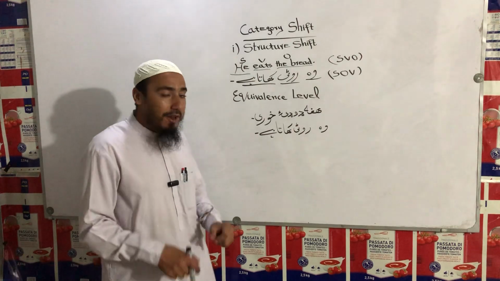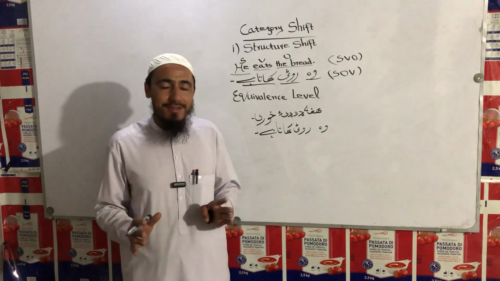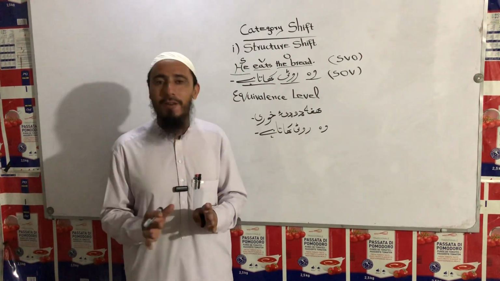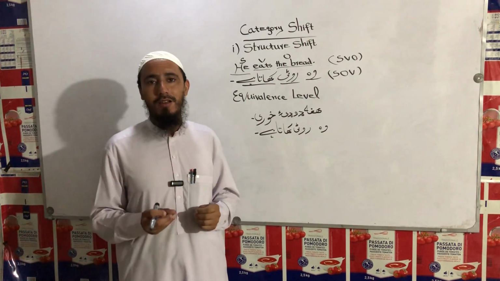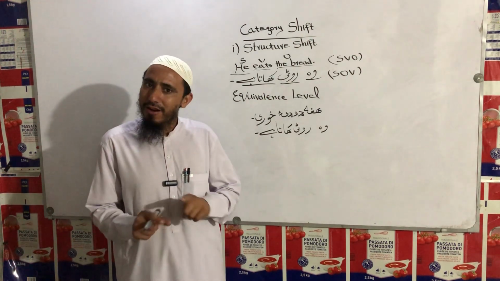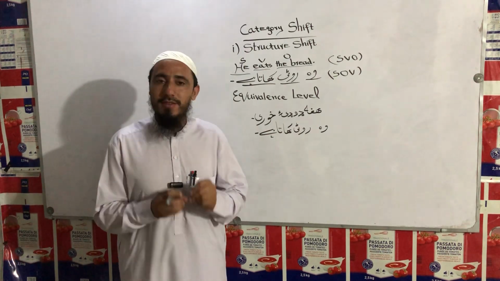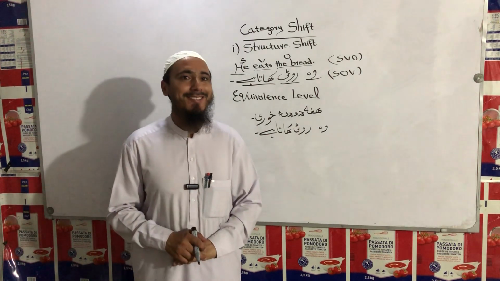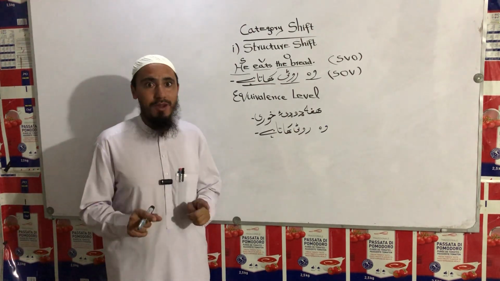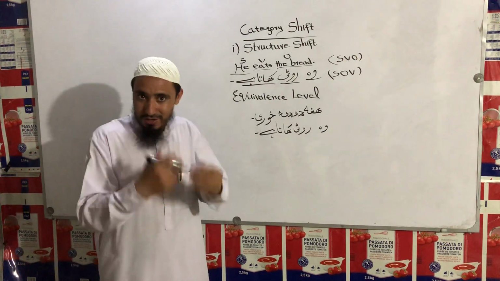Listeners and audience, now the question arises. If two languages are identical and similar in structure even after translation, then what do we call it? Then we call it equivalence level. Why do we call it equivalence level? Because based on order, based on structure, they are similar. Let's see, for example, Pashto language and Urdu language. They both have a similar structure, even when we translate.